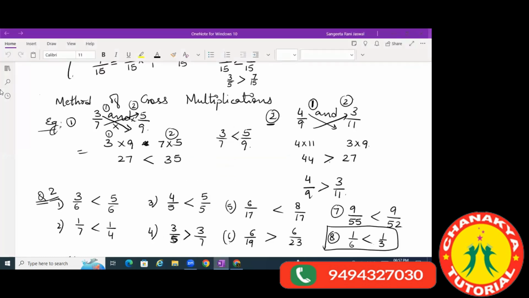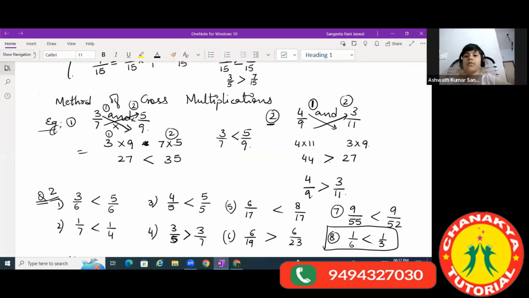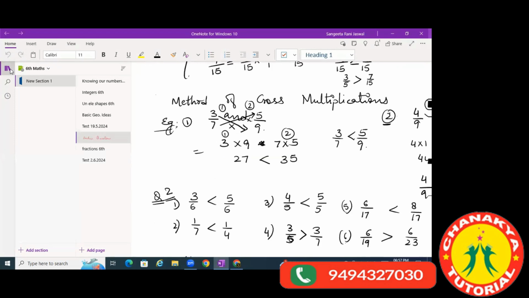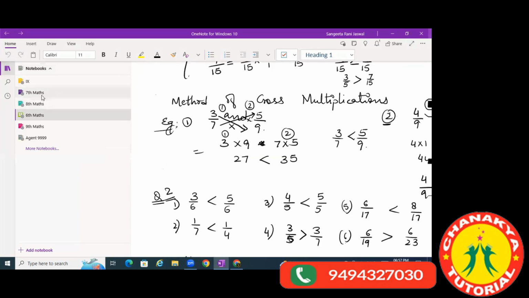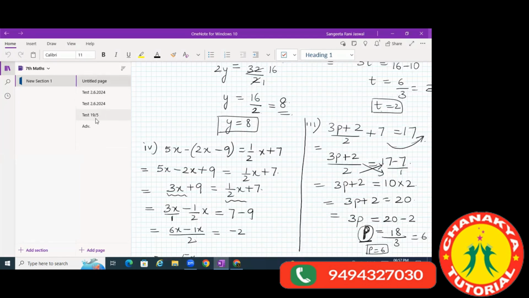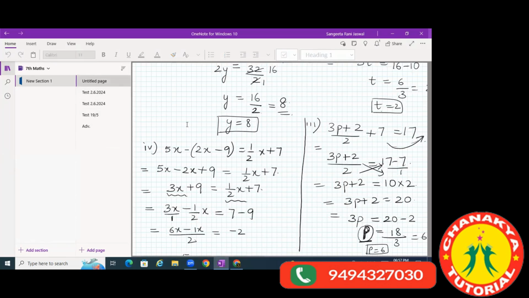And Ashwath, are you practicing? Yes, ma'am, I am doing the homework bits. And be careful while taking the signs and other things, okay? In every step, you have to be careful while transposing.